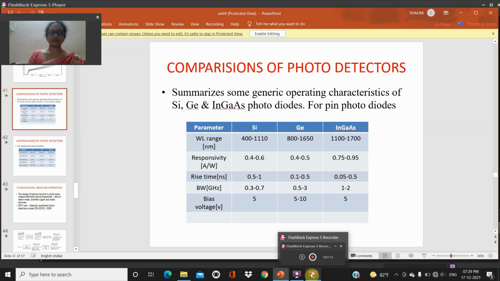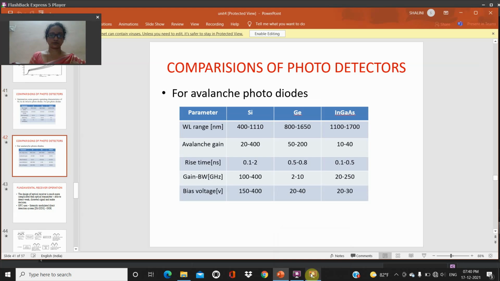Rise time: 0.5 to 1 for silicon, 0.1 to 0.5 for germanium, and 0.05 to 0.5 for indium gallium arsenide. Bandwidth: 0.3 to 0.7 for silicon, 0.5 to 3 for germanium, and 1 to 2 for indium gallium arsenide. Biasing voltage: 5 volts for silicon, 5 to 10 volts for germanium, and 5 volts for indium gallium arsenide.